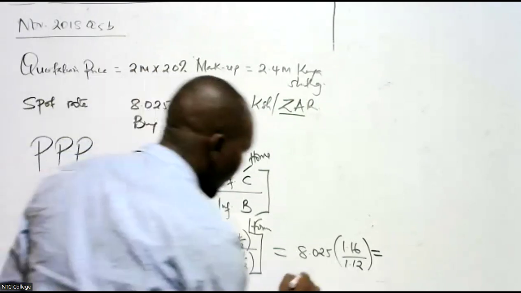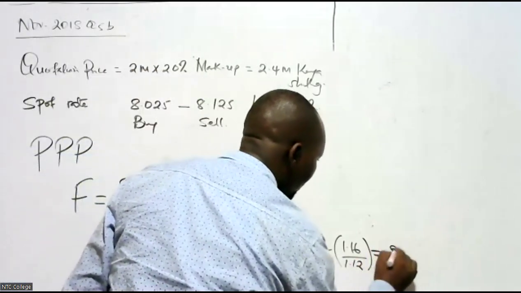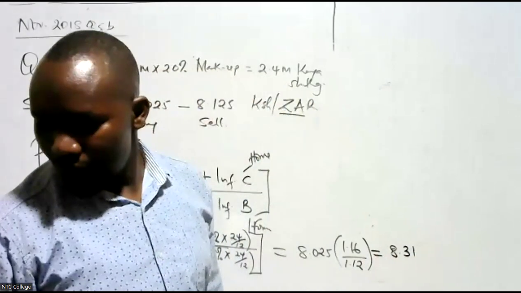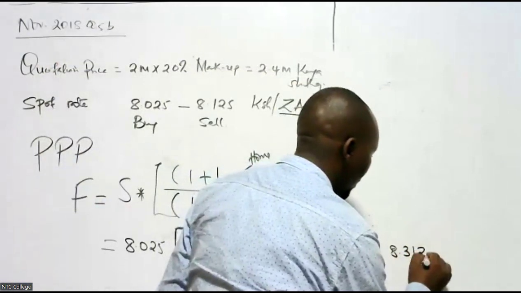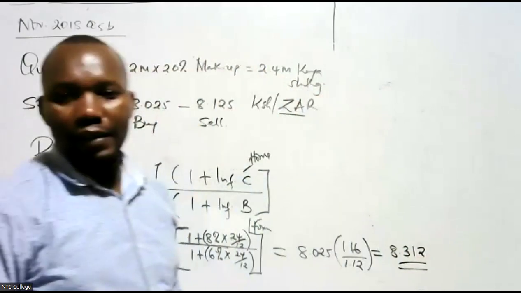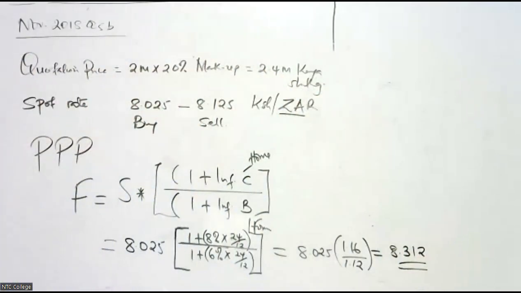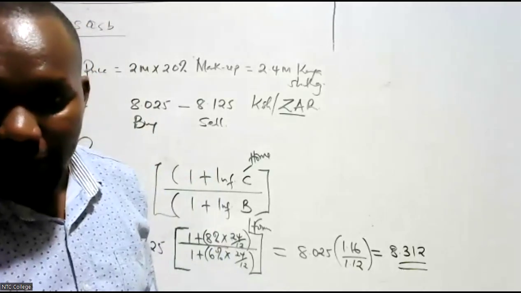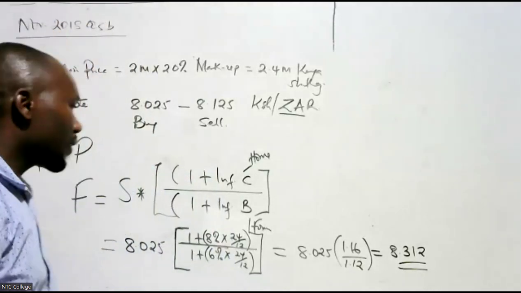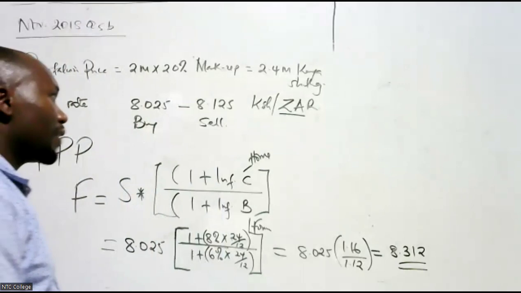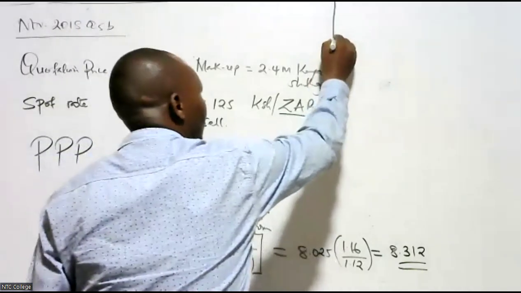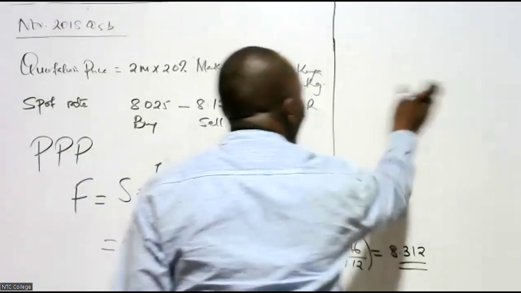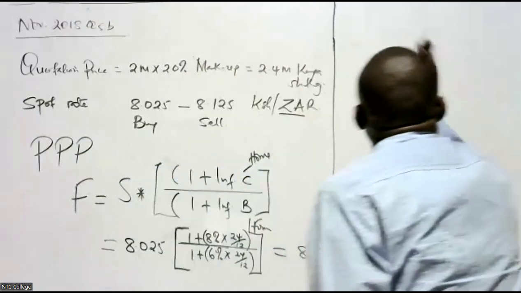So we are getting 8.31. The answer is 8.31. That is our forward rate. Na hakuna mwenye atapinga hiyo. That is our forward rate. And that is the rate that we are now going to use to work with. Our forward rate we have calculated to be like that. Na mtu asipinge hiyo.